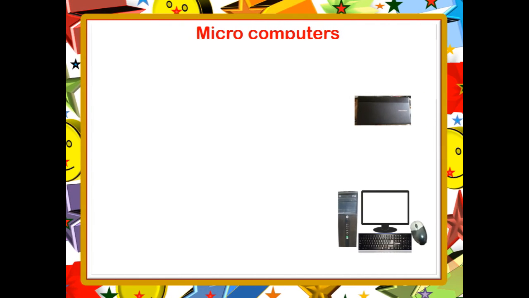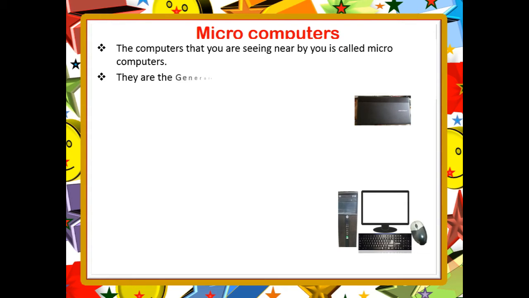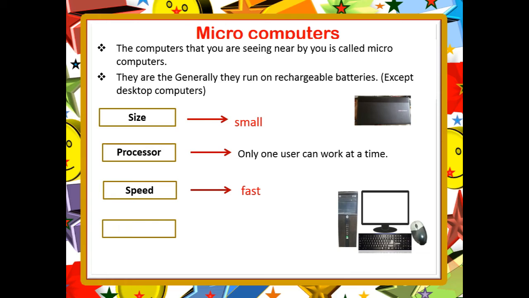Now let's learn about the microcomputers. Microcomputers are the computers that you are seeing nearby. They generally run on rechargeable battery except desktop computers. If you talk about the size, it is very small and only one user can work at a time. It is very fast and it is used in offices, homes and everywhere, and it is least expensive.